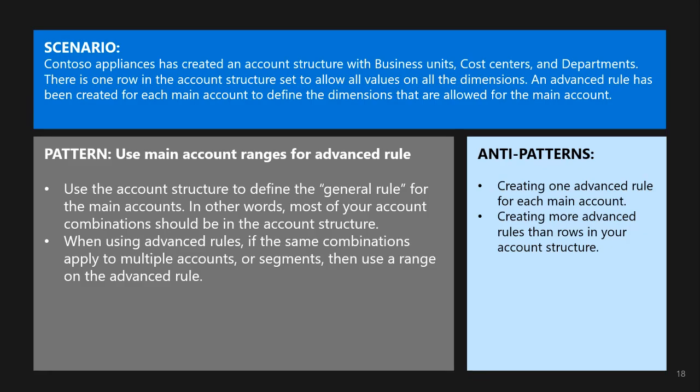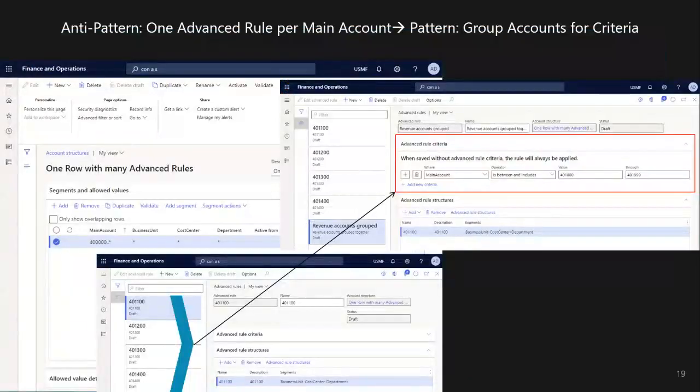Yeah, so we put some pictures together again on this one. In this case, you can see we did one row with many advanced rules. I said all of my P&L, 400,000 star, so like any account. You can see that there's just the one row in there, and we've got business unit, cost center, and department with the stars. But then I started making advanced rules where I have one advanced rule per main account.